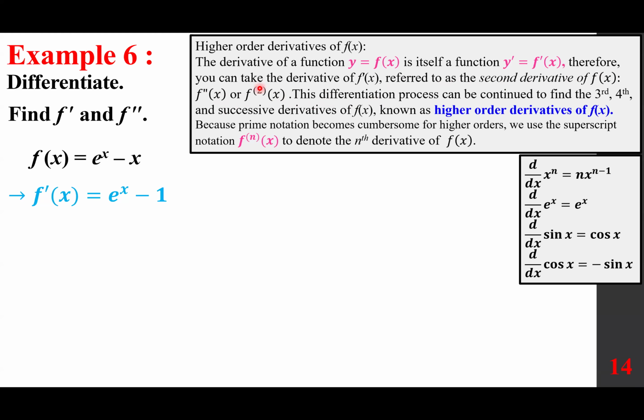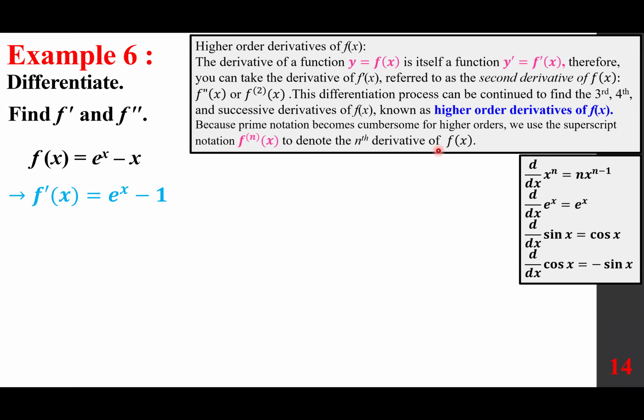This is not an exponent, okay? This differentiation process can be continued to find the third, fourth, and successive derivatives of f of x, known as higher order derivatives of f of x. Because prime notation becomes cumbersome for higher orders, we use the notation f superscript n to denote the nth derivative of f of x.